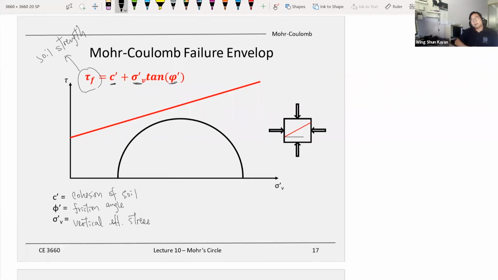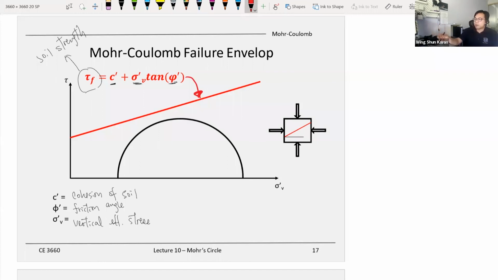So pretty much like a Mohr-Coulomb failure envelope telling us the strength of the soil depends on the cohesion plus the vertical effective stress times the tangent of the friction angle, which defines this line here. So this is the Mohr-Coulomb failure envelope. This is the line that defines whether the soil fails or not, which means when you have a foundation, whether it is stable or not stable.